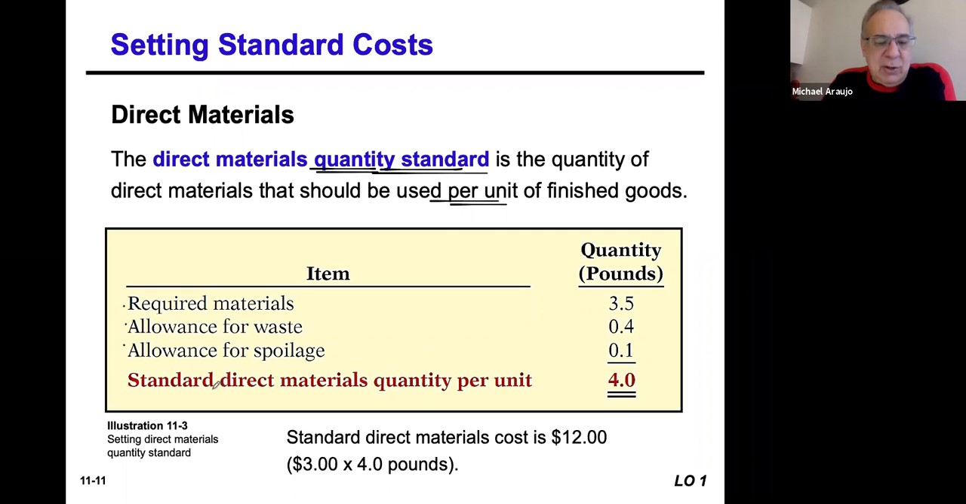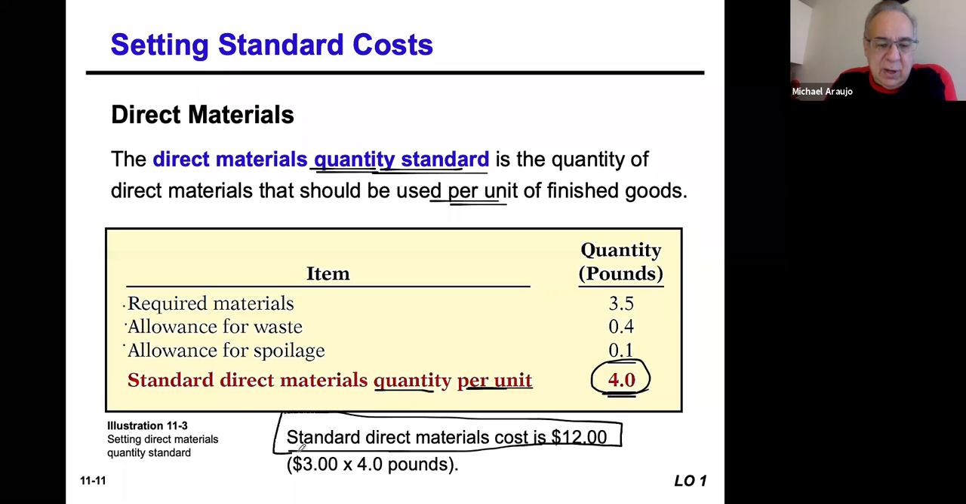They also have some allowances for waste and spoilage. So the standard direct material quantity per unit is 4 pounds. So if they're going to be using 4 pounds as a standard unit, and each of those pounds has a standard price of $3, that was from the last slide, then their standard cost for direct materials is $12. So this you have to remember, because you're going to see this pop up again.